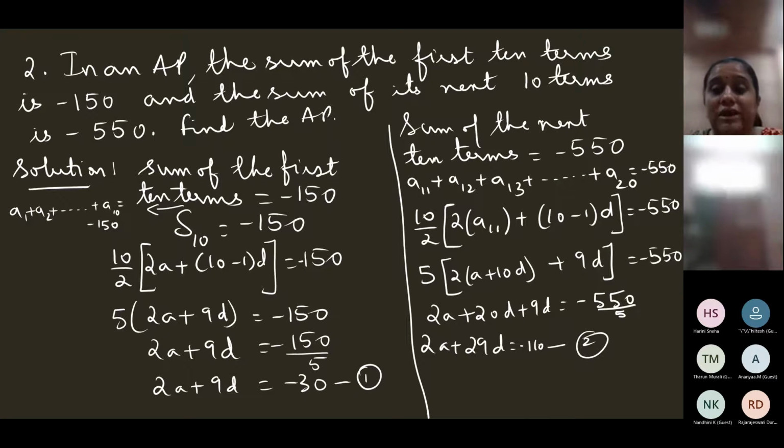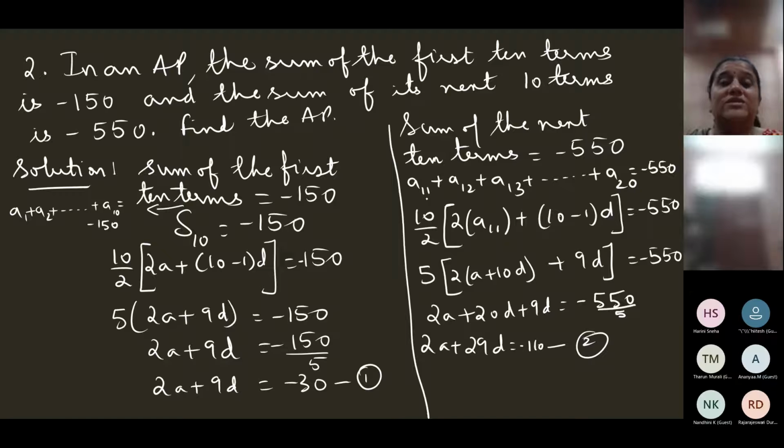So here, how many terms are there? 10 terms, not 20. From A11 to A20, how many terms are you adding? 10 terms, not 20 terms. From A11 to A20, we are finding the sum of 10 terms, wherein the first term is A11. The common difference will be the same. Throughout the AP, the common difference is the same, D.